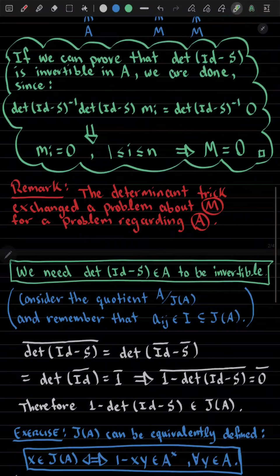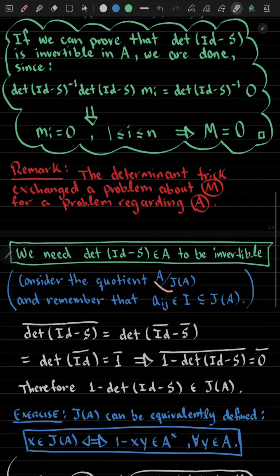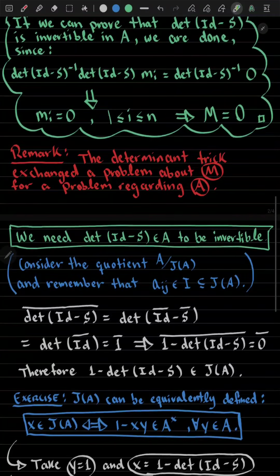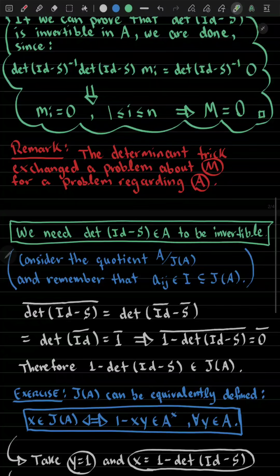Okay, so all we need to do now is show that this determinant is invertible in A, and we'll be working now in the quotient A over the Jacobson radical of A. So using a few calculations involving the equivalence classes within this set here, we have that the equivalence class of 1 minus the determinant of this is equal to the equivalence class of 0, right? Therefore, 1 minus this determinant is in the Jacobson radical of A.